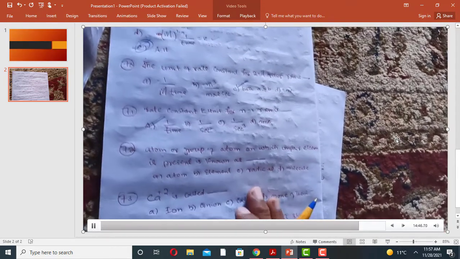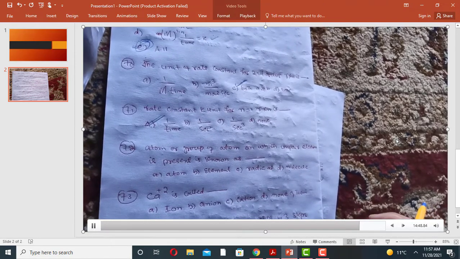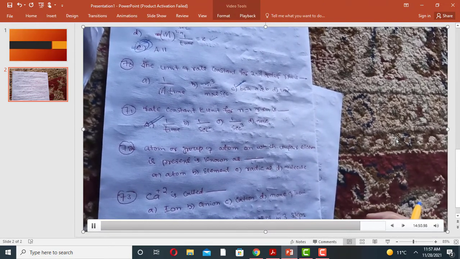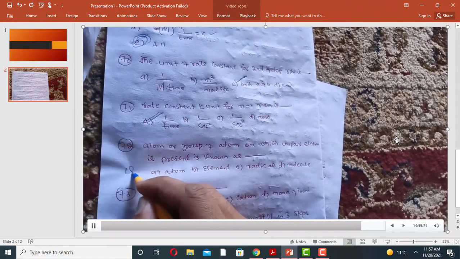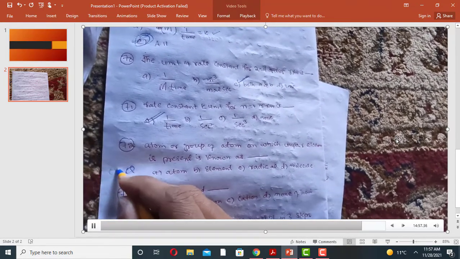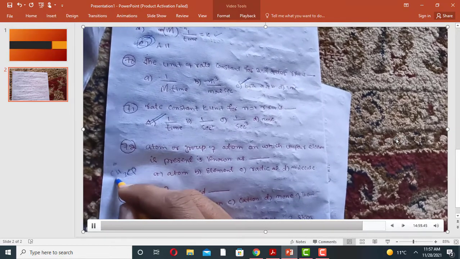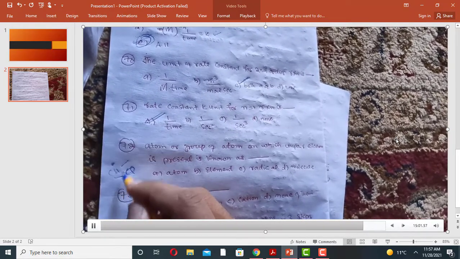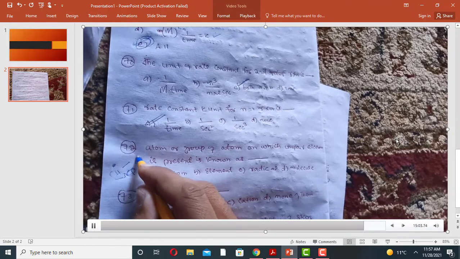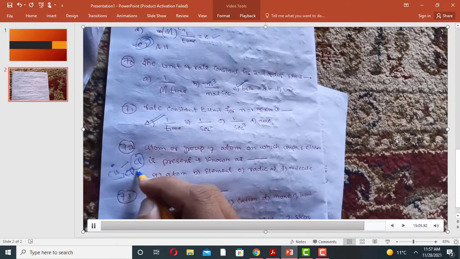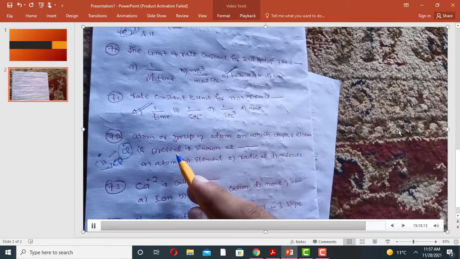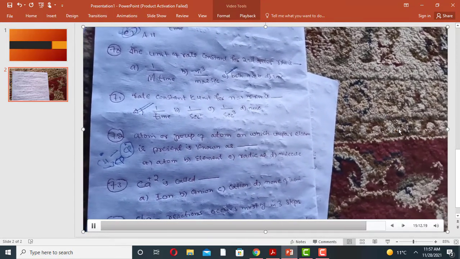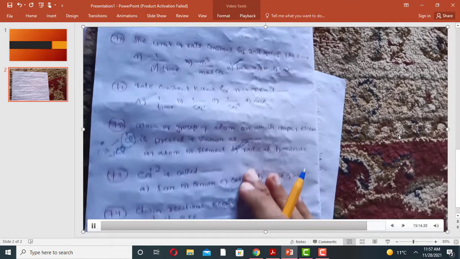Atom or group of atoms on which an unpaired electron is present is known as atom, element, radical, or molecule? Suppose this is CH3, this is a group of atoms on which an electron is present. This is the radical. Suppose this is an atom on which one electron is present. So this is a radical. Atom or group of atoms on which one unpaired electron is present is known as the radical. Yes, this is the radical.